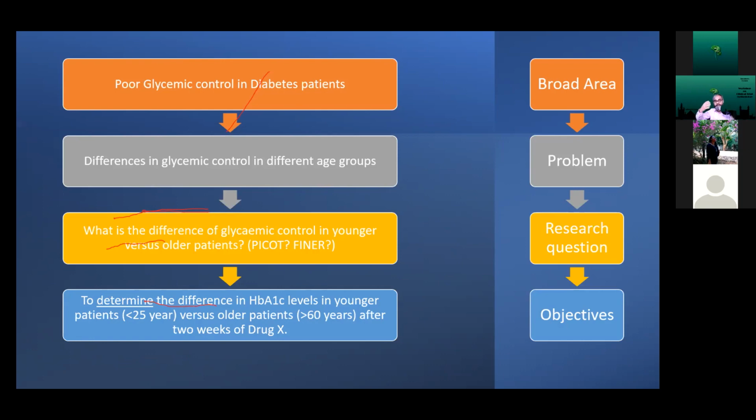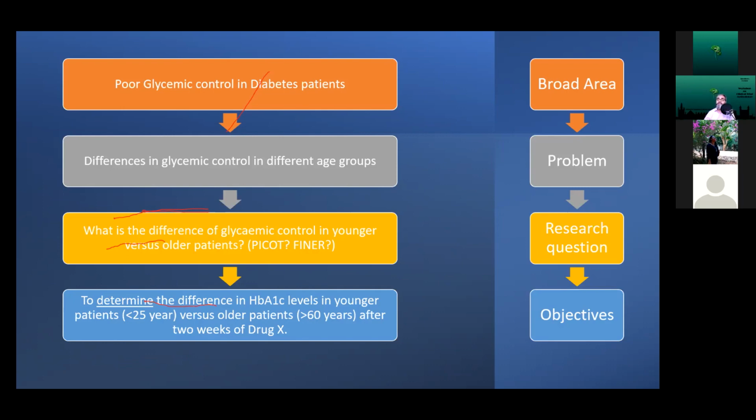So if you start thinking about the PICOT, you'll be able to specify through Kipling's questions, who is the young, who is the old, what is the intervention exactly? Are we talking about one particular drug? How will you measure this glycemic control? And then the difference word is there. Now, type of research design is also important here.